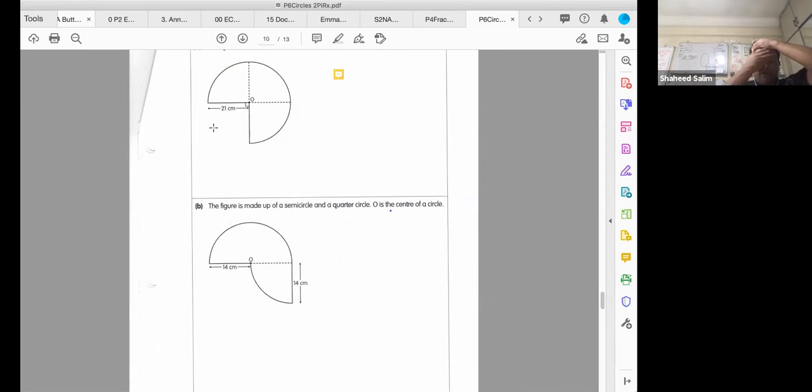This one is a little bit tricky, but you can still do it.